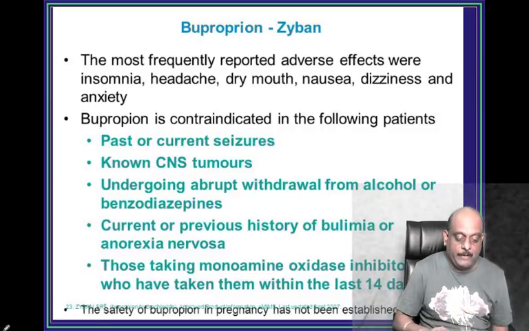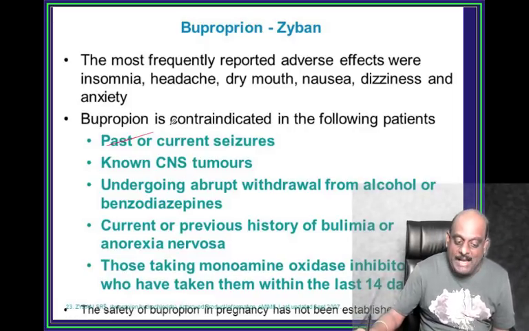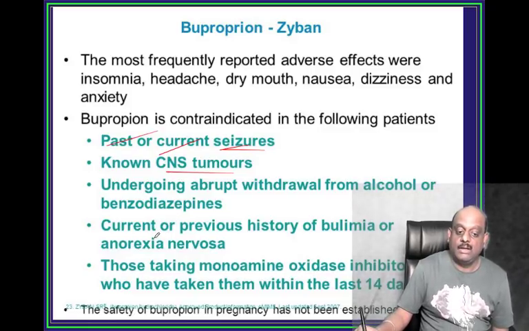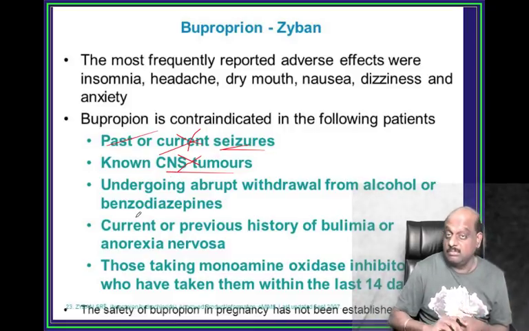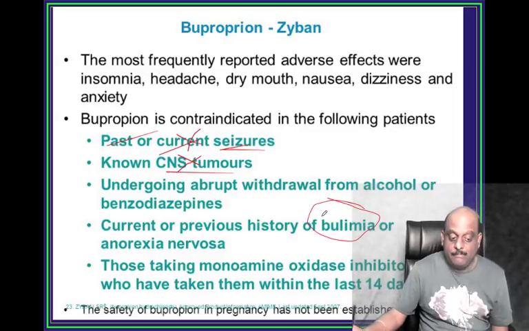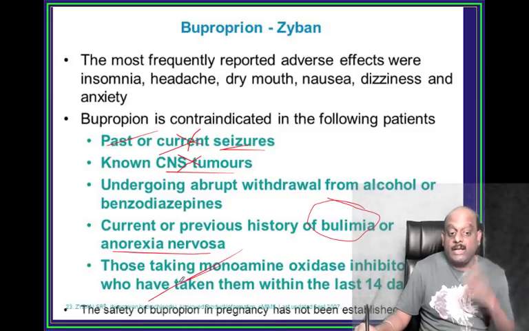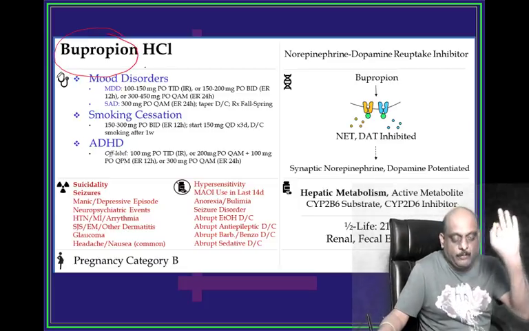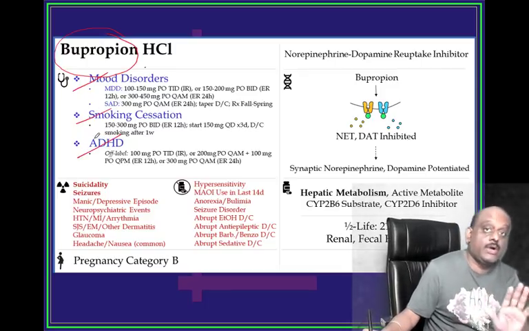Now, few points about bupropion. Any past or current seizures, CNS tumors, it is contraindicated. And anyone abruptly stopping alcohol, benzodiazepines also, you should not give. Any previous history of bulimia, anorexia nervosa, contraindication. Those who are taking MAO inhibitors, don't give bupropion. So, doctor, bupropion kaha dete? Three indications for bupropion: mood disorder, stopping the smoking, and attention deficit hyperactivity disorder.